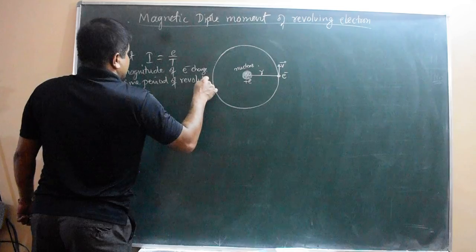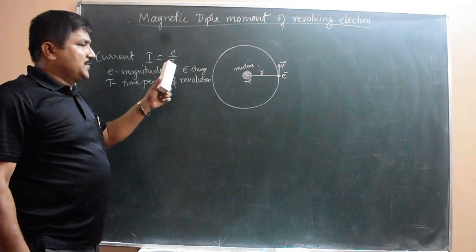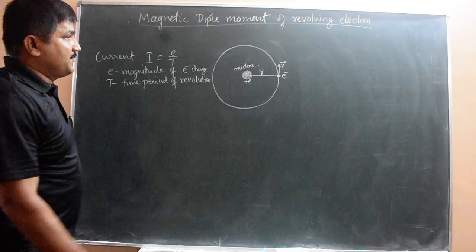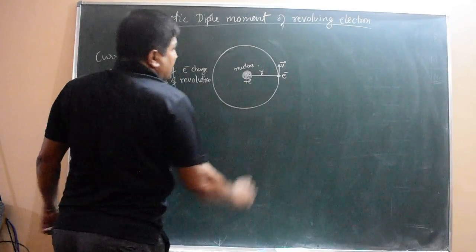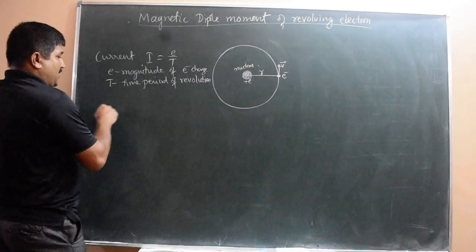Okay, then what happens next? So we have I equal to e by T. Now, what is the time period of revolution? The time period of revolution in connection with the velocity of the electron. So we can say magnitude of velocity.